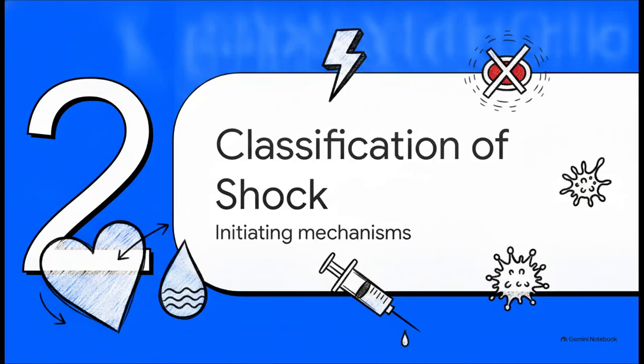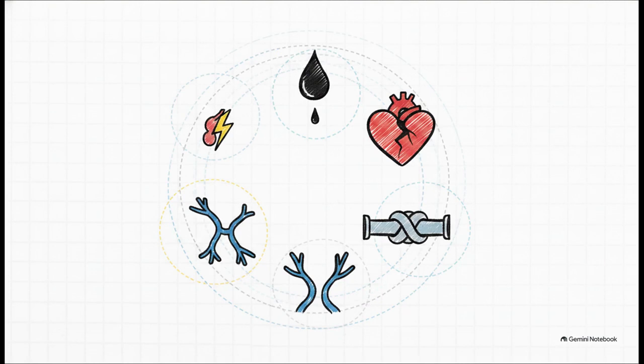Moving on to Section 2. Classification of shock. Once you've addressed any hypovolemia, we have to categorize the initiating mechanism. The most clinically applicable method breaks shock down into these 5 primary initiating mechanisms. We've got hemorrhagic or hypovolemic shock, cardiogenic shock from a failing pump, obstructive shock, think of a mechanical blockage like a tension pneumothorax, distributive shock, seen in sepsis or anaphylaxis, and endocrine shock. But keep in mind, patients rarely read the textbook, right? These states can, and very often do, profoundly overlap within the same patient.